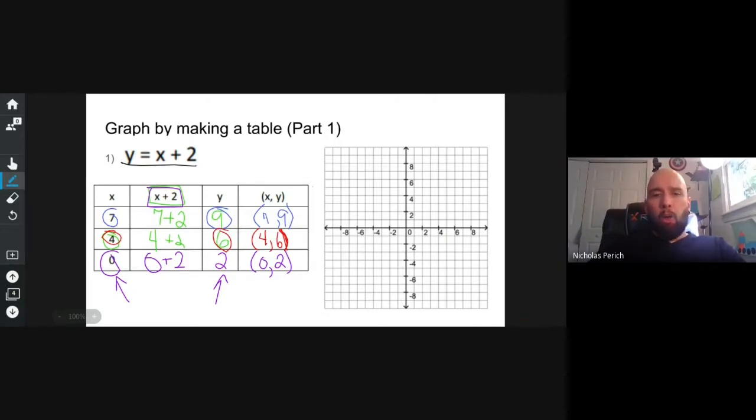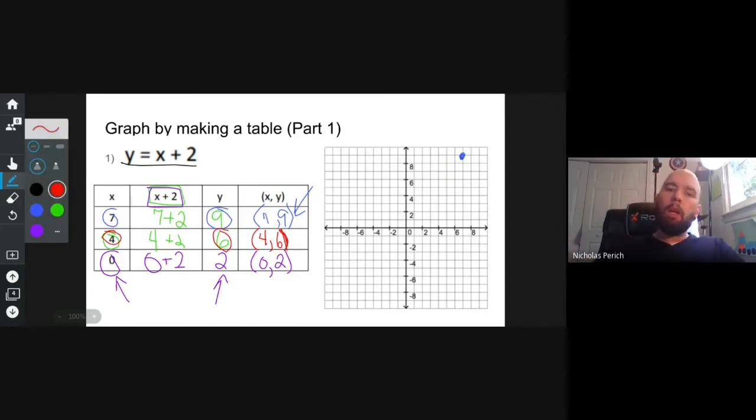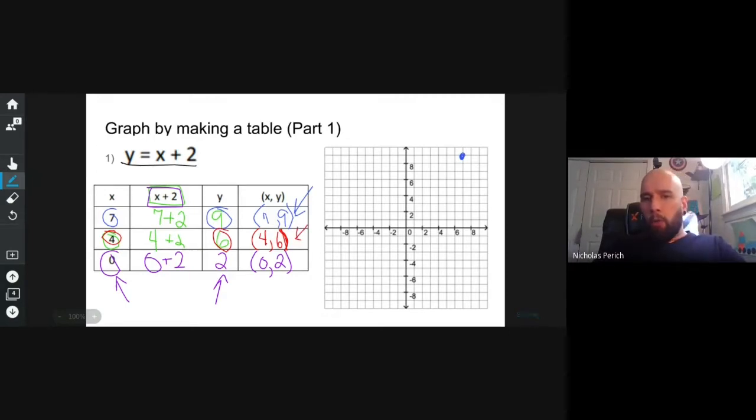Now I graph those 3 points on the coordinate plane. How do I graph 7, 9? I go right 7 and I go up 9 and I put a dot right there. How do I graph 4, 6? I start at 0, 0, I go right 4 and I go up 6 and I put a dot right there. How do I graph 0, 2? Should have been purple. I start at 0, I don't move, and I go up 2, and I put a dot right there.